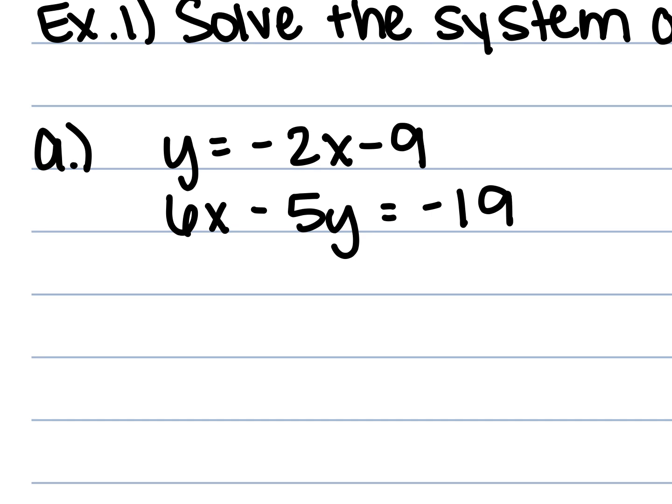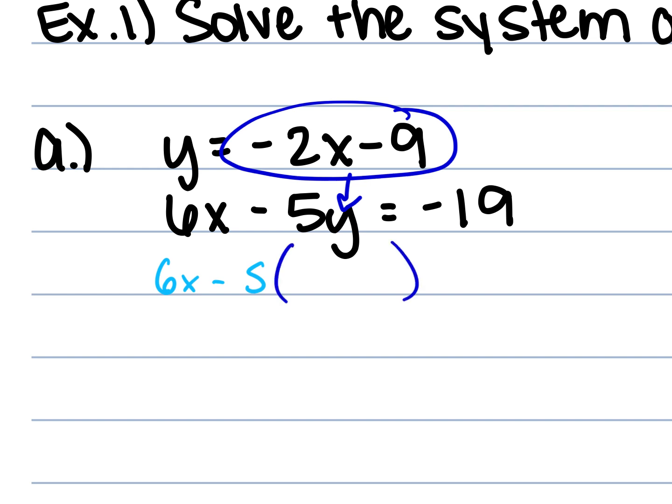So in A, do we have either an x equals or a y equals? We have a y equals. So I'm going to take what y is equal to and substitute it into the y in the other equation. So my second equation is 6x minus 5, and in the spot of the y, I'm going to put negative 2x minus 9, equals negative 19. Now I have one equation here with one variable.